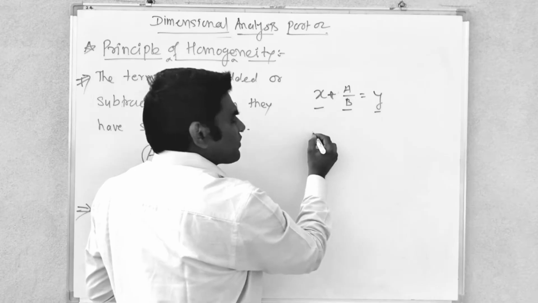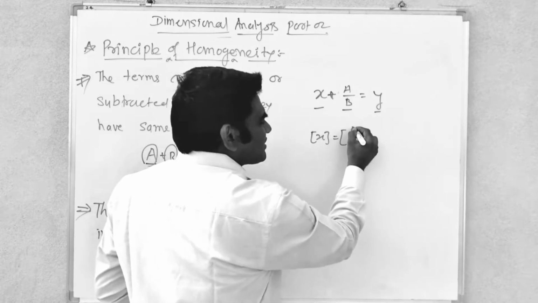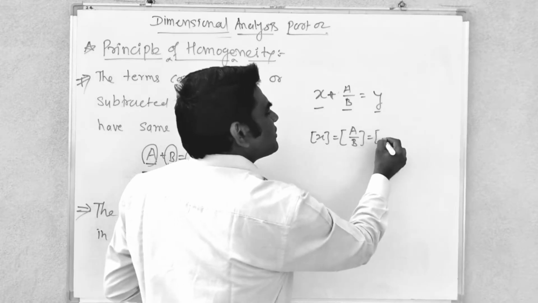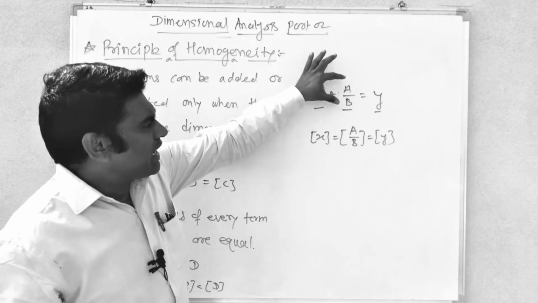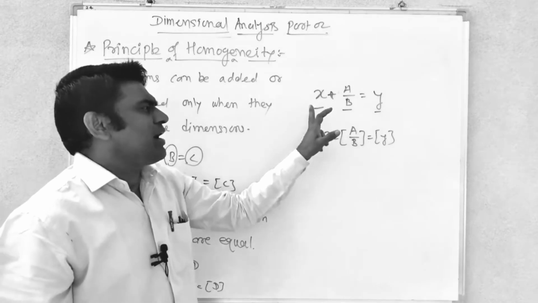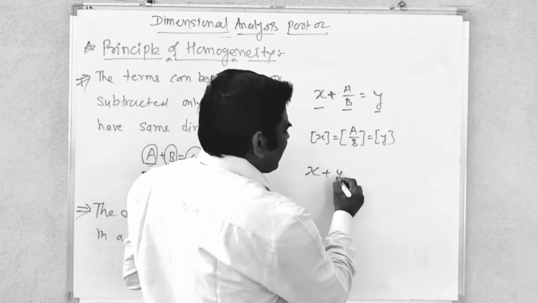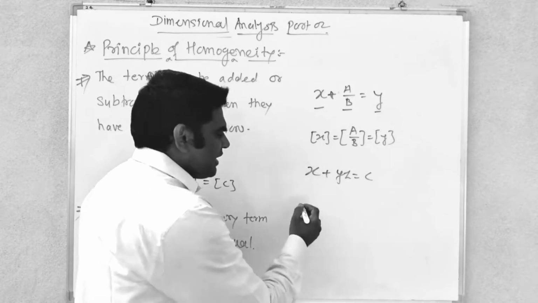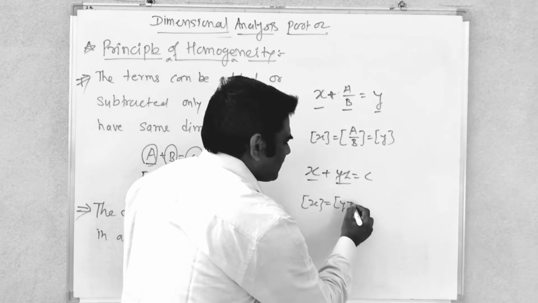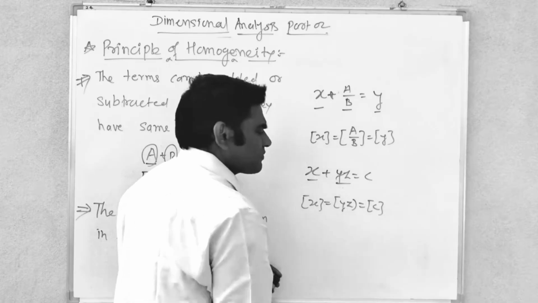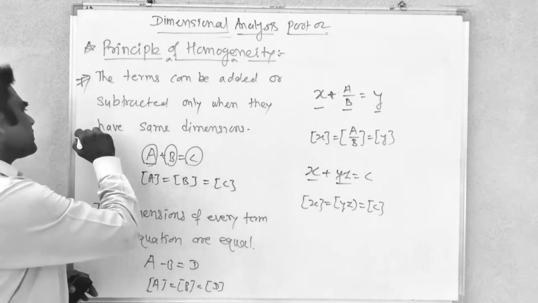So the dimension of x is equal to the dimension of which term? This complete term is equal to the dimension of y. This is the meaning. The dimension of A by B is equal to the dimension of y, the dimension of x. Suppose x plus yz is equal to c. Then the dimension of x, this is one term, is equal to the dimension of another term yz, is equal to the dimension of c. Getting? So this is the meaning of these two sentences.